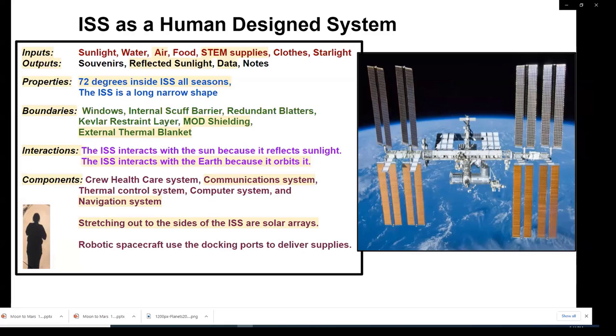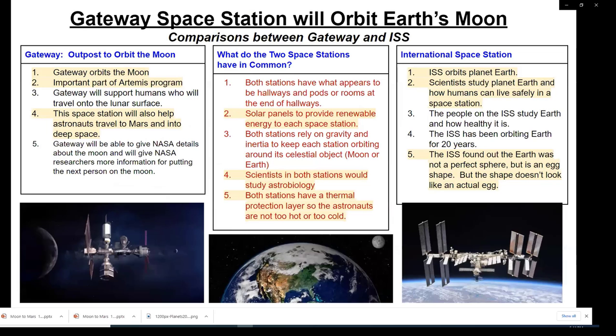This is the ISS as a human design system, and it has the 5 qualities of a system, which are inputs, outputs, properties, boundaries, interactions, and components. Some inputs are air and STEM supplies. Some outputs are reflected sunlight and data. Properties are 72 degrees inside the ISS all seasons. Some boundaries are the module shielding and external thermal blanket interactions. The ISS interacts with the Earth because it orbits it. Some components are the communication system, navigation system, and stretching out to the sides of the ISS are solar arrays.